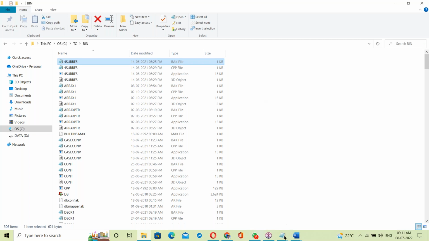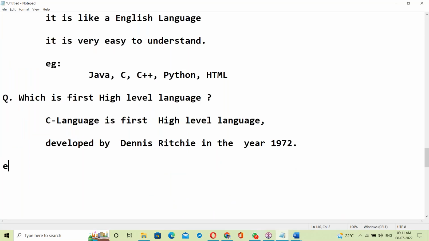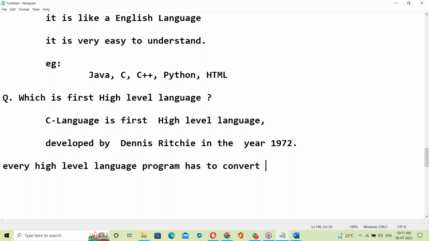So who will convert here? Every high level language program has to be converted into binary code. High level language to binary code.